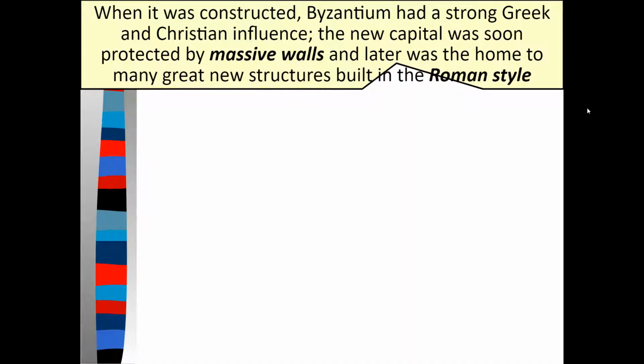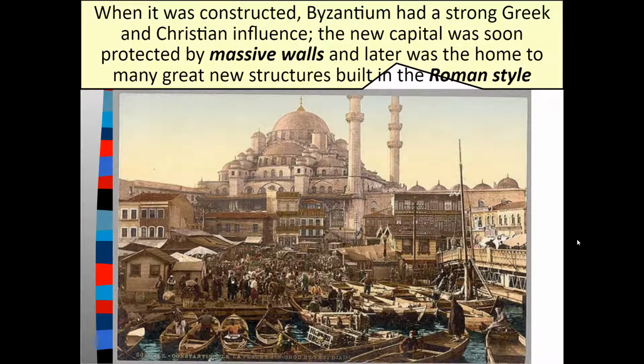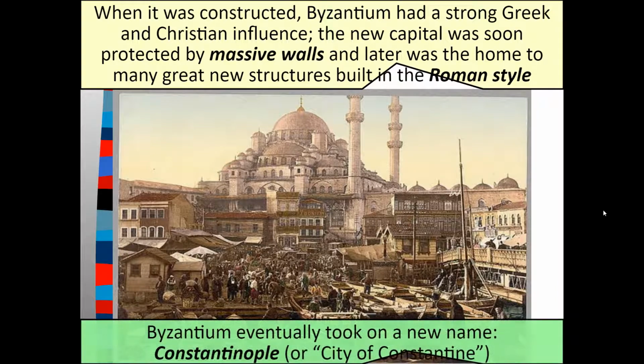Now, when it's constructed, Byzantium had a strong Greek and Christian influence. The new capital is soon protected by massive walls, and later is the home to many great new structures that are built in the Roman style. And here you can see an artist's rendition of Byzantium. And it eventually takes on a new name, Constantinople, which then, of course, if you think about it, is the city of Constantine, right?